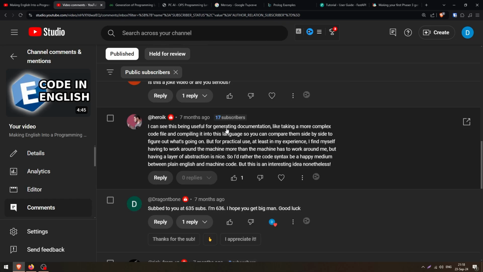I can see this being useful for generating documentation, like taking a more complex code file and compiling it into this language so you can compare them side by side to figure out what's going on. But for practical use, at least in my experience, I find myself having to work around the machine more than the machine has to work around me. But having a layer of abstraction is nice. So I'd rather the code syntax be a happy medium between plain English and machine code. But this is an interesting idea nonetheless.